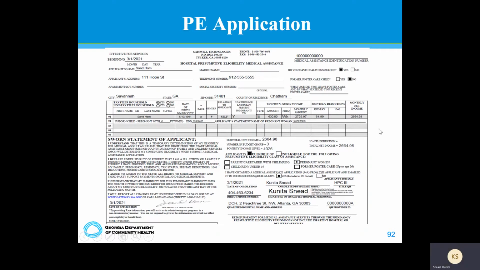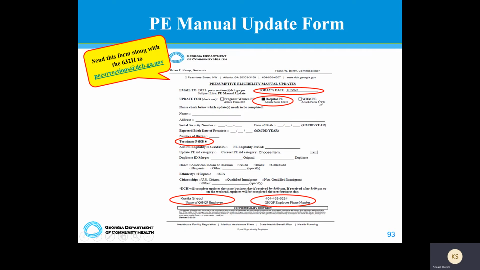Next step we need to do, remember we screened her and it shows that she was active under P4HB, which is Planning for Healthy Babies. So we need to let DCH know to terminate that P4HB case. So the next form we need to complete is the PE manual update form.